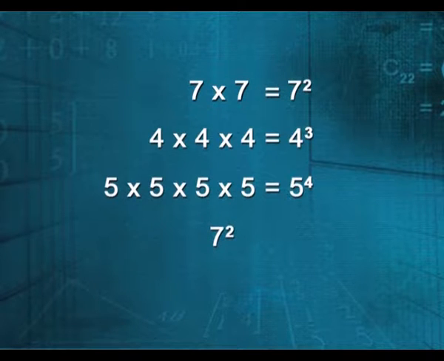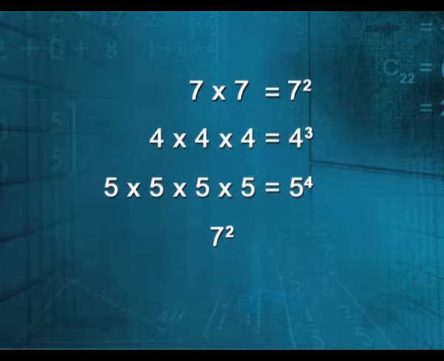Now 7 square is read as 7 raised to power 2 or it is called second power of 7. Likewise, if we write 4 to the power 3, it is read as 4 raised to power 3 or it is the third power of 4. Likewise, 5 raised to power 4.